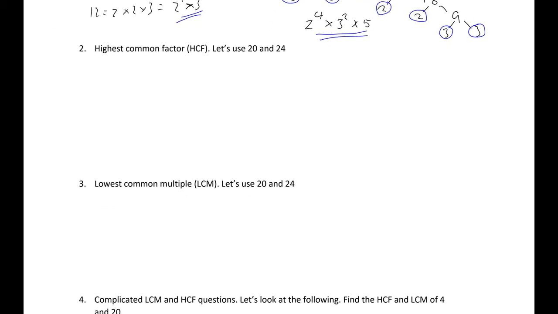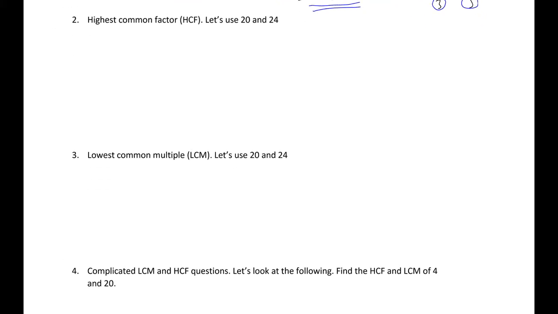So now you need to actually use that. Highest common factors. Highest common factor means it is the highest number that goes into both of them. There are lots of methods to do this. I'm going to show you my current favourite method.